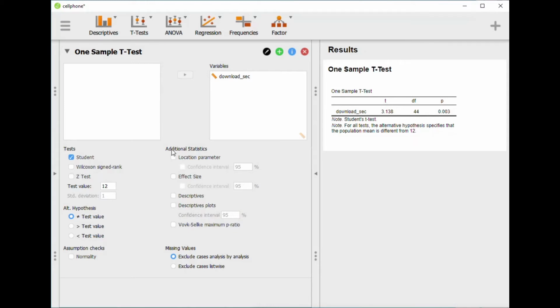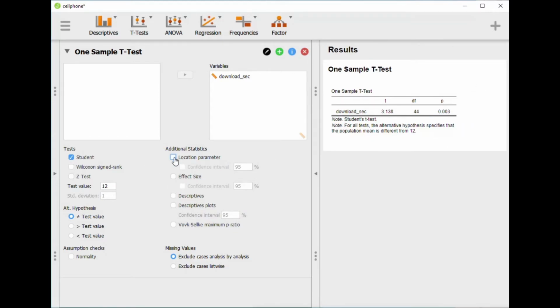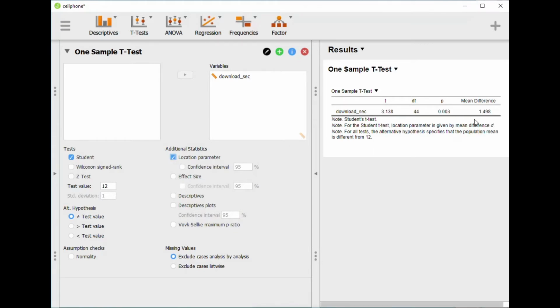So we also want to go under additional statistics and click location parameter. And this is going to give us some additional information, right? If we take this off, you'll notice we start with just the basics: the t value, the degrees of freedom, which in a one sample t-test is equal to n minus 1. Our n was 45. And our p-value, or our significance. If we select location parameter, now it adds this mean difference, and we're going to talk about that in a second. What is that mean difference that it's talking about?